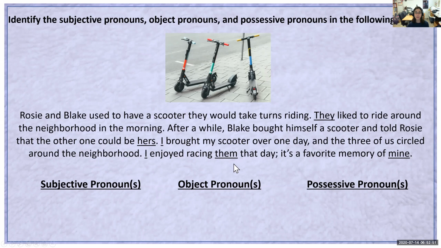What about the pronoun them? I enjoyed racing them that day. Is them going to be a subjective pronoun, an objective pronoun, or a possessive pronoun? So write it under whichever category you think is best. So if you said that them is an objective pronoun, then you are correct. It receives the action. They are receiving the action of me racing them is basically what it's saying. So I enjoyed racing them, receiving the action that day.